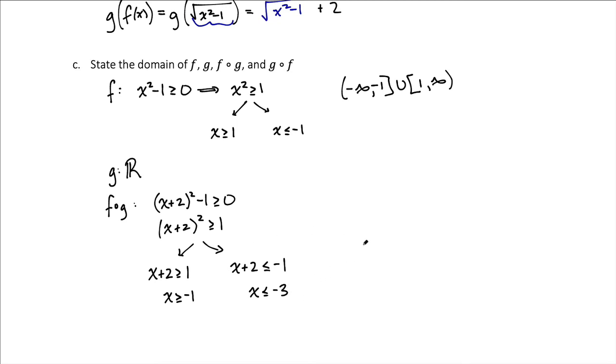So the domain for f composed with g would be from negative infinity up to negative 3 inclusive. That's from this inequality here. Union, and then from negative 1 inclusive to infinity.